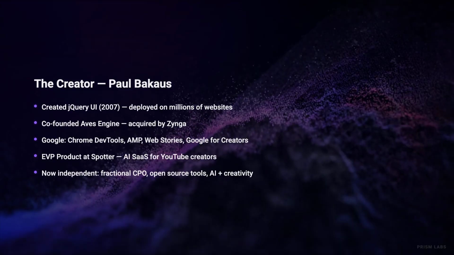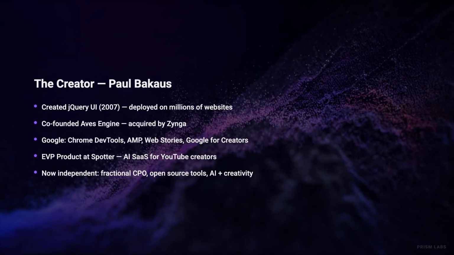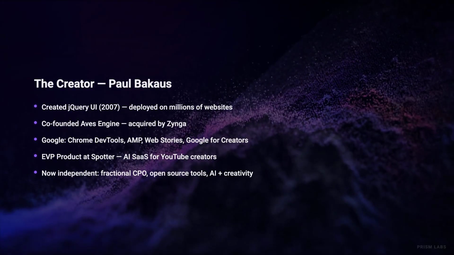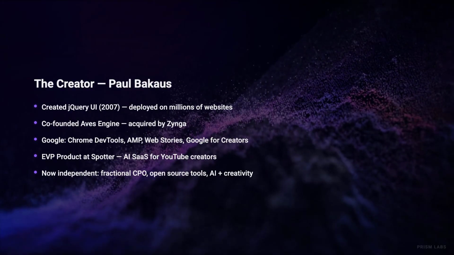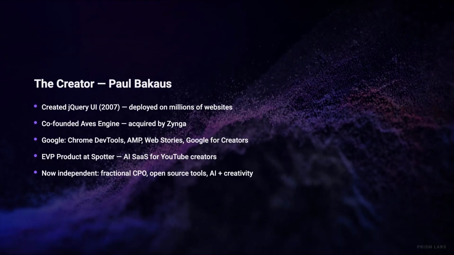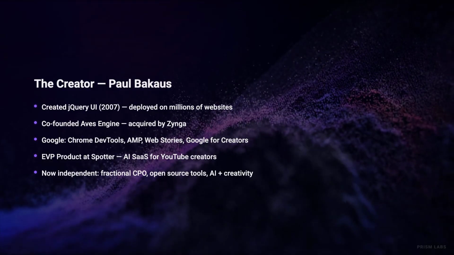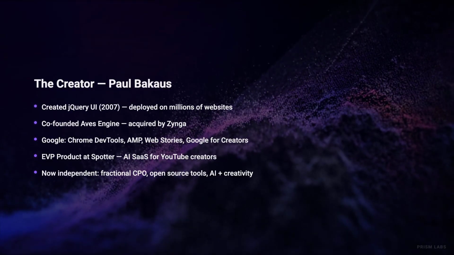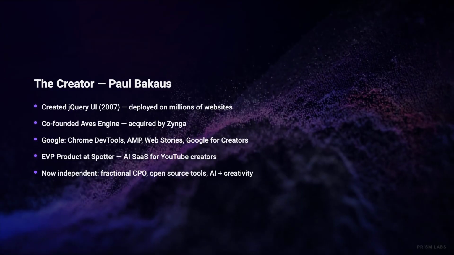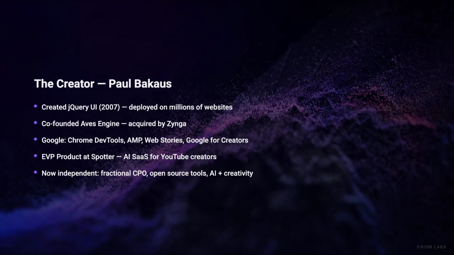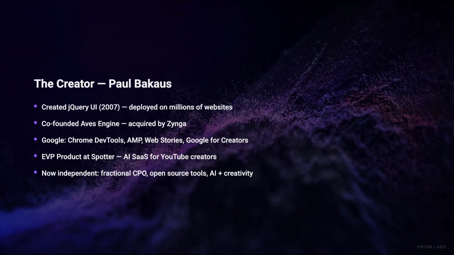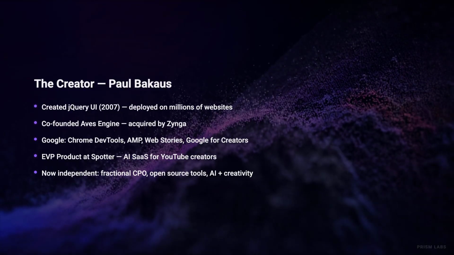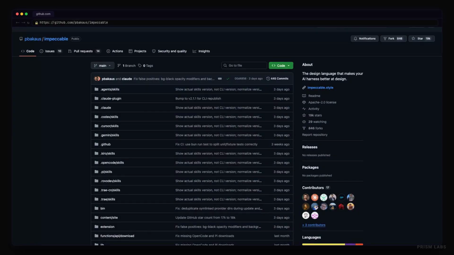He's currently independent, working as a fractional CPO and advisor to startups at the intersection of AI and creativity, building open-source tools including Impeccable and Agent Reviews, speaking at conferences, and writing about AI, product development, and culture. The point is, when Paul Bakaus encodes design opinions into an AI skill, those opinions carry the weight of someone who has shipped design systems used by billions of people. Let's look at the repo.